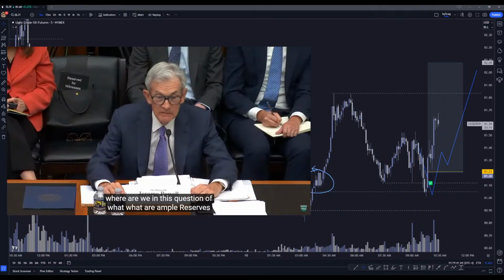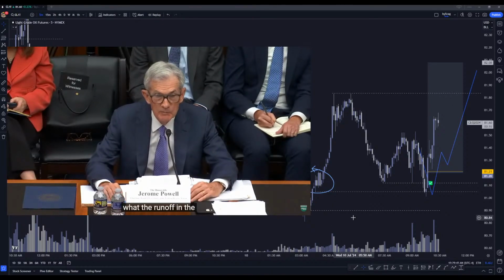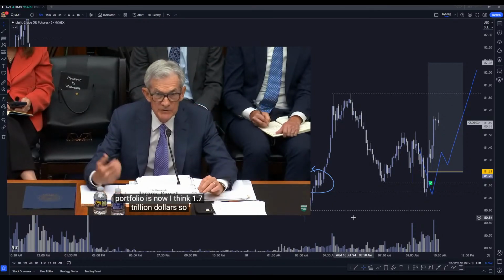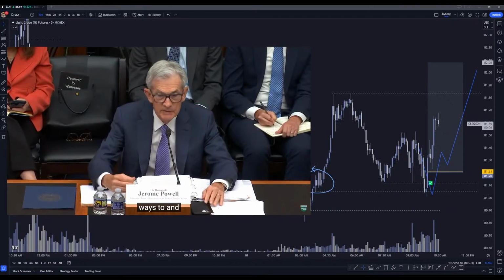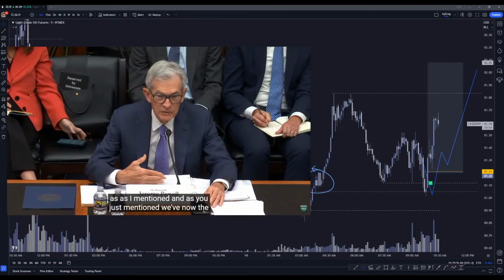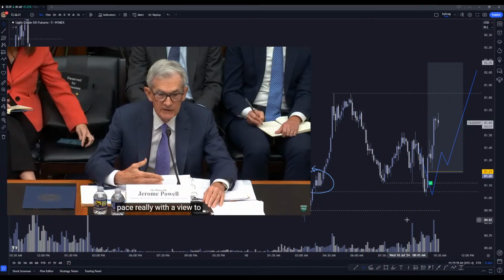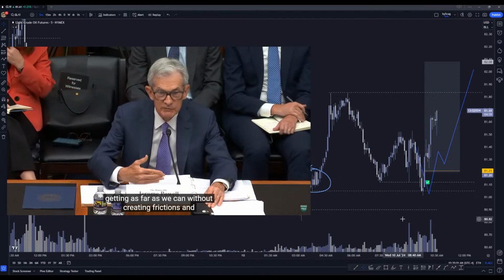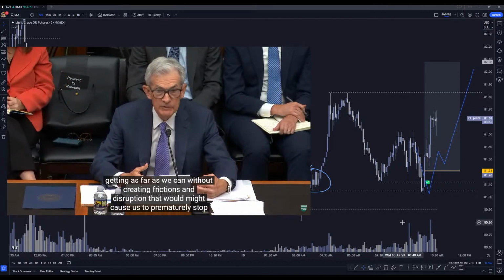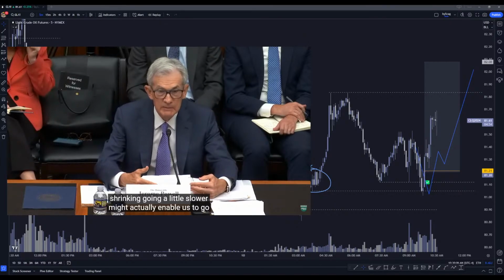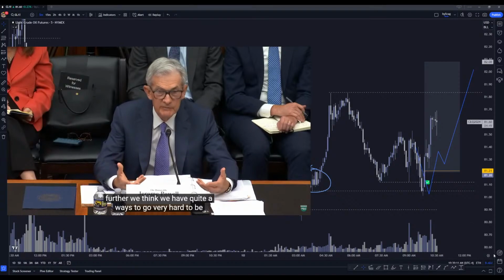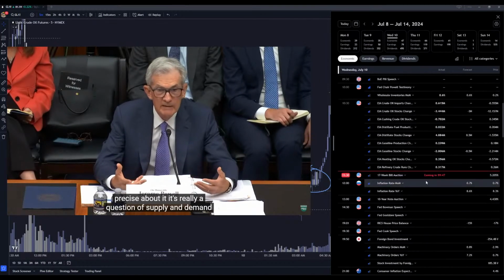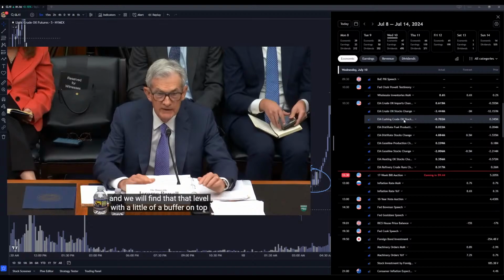Well, the runoff in the portfolio is now, I think, $1.7 trillion so far. So we've made quite a lot of progress. We think we have a good ways to go, and as you just mentioned, we've now slowed the pace, really with a view to getting as far as we can without creating frictions and disruption that might cause us to prematurely stop shrinking. Going a little bit slower might actually enable us to go further. We think we have quite a ways to go. It's very hard to be precise about it. It's really a question of supply and demand, and we'll find that level with a little bit of a buffer on top of it, and that's where we'll stop.